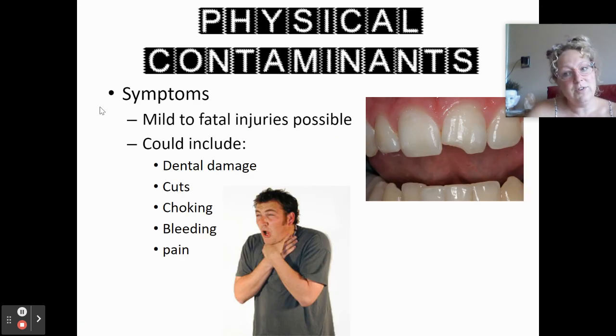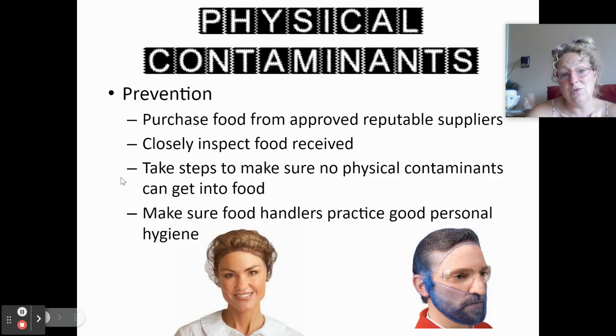The symptoms of a physical contaminant could be dental damage because you bit into something you weren't supposed to, a cut on the inside of your body or mouth, choking, bleeding, pain. It could even go to death. If you ingest the wrong thing, like a little shard of glass, that can get within your body and can cause a lot of damage.